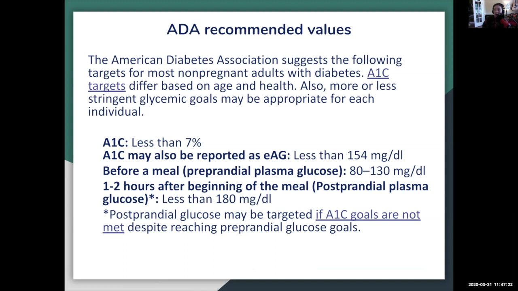So that's why I make patients check 2 hours after their meal, because I need to know how high it is going during those times. We'll talk a little bit more about these postprandial targets if A1C is not met. That really has to do with fine-tuning the diabetes plan to optimize that A1C.